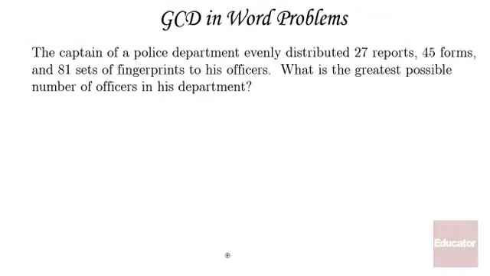The captain of a police department evenly distributes 27 reports, 45 forms, and 81 sets of fingerprints to his officers. What is the greatest possible number of officers in his department? Since he's been able to give all this work out evenly to all of his officers, we can figure out how many officers there are. So let's take 27, 45, and 81 and find their common factor. The common factor would be how many officers there were.